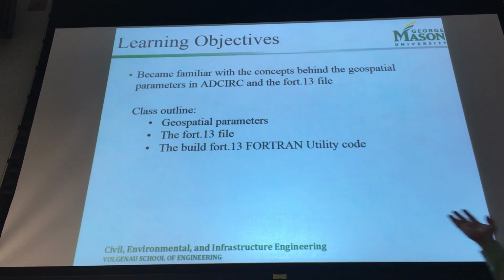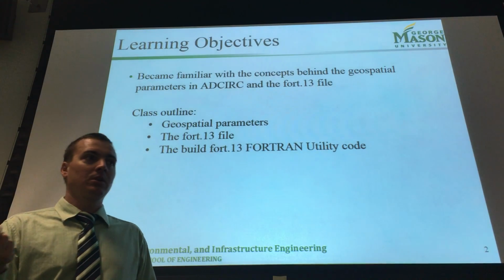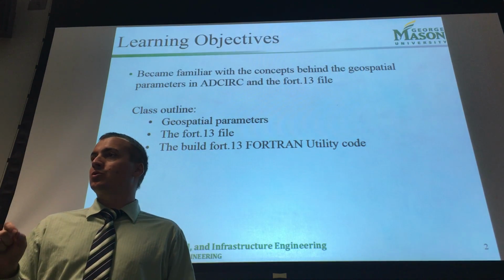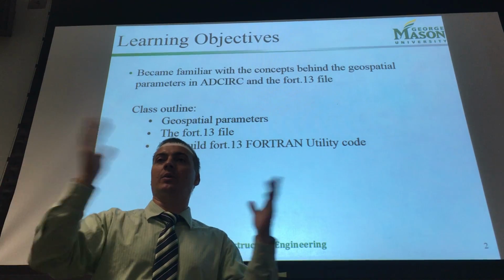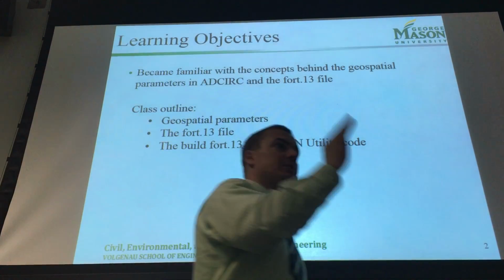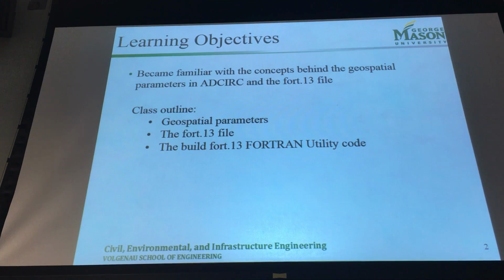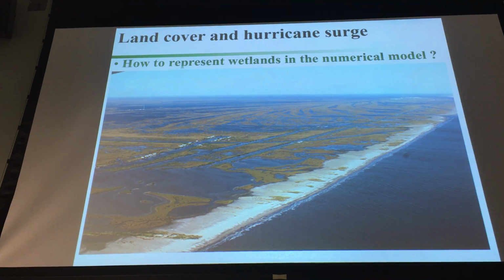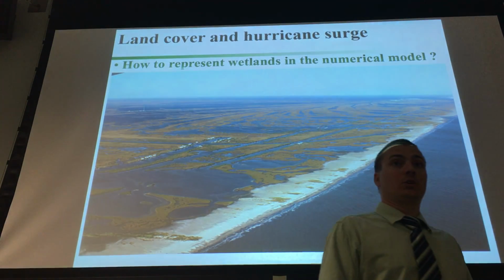The reason I keep calling them geospatial parameters is that they are spatially dependent parameters, which means each node gets a parameter associated to it. There are parameters that are unique for the entire simulation that are not spatially varied. Others might vary over space, therefore we use the Fort 13 file to add a parameter per node. So the first thing we want to use those parameters for is to incorporate land cover into our simulation.